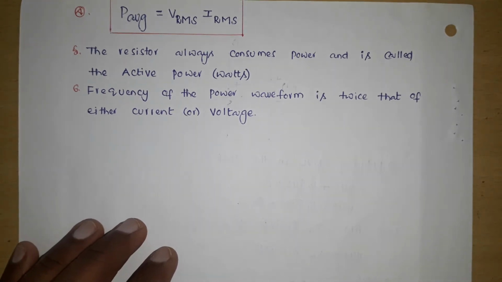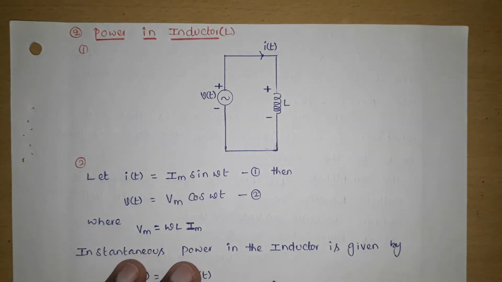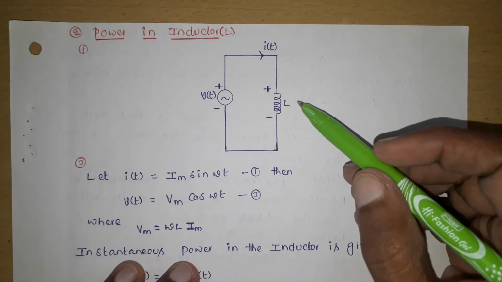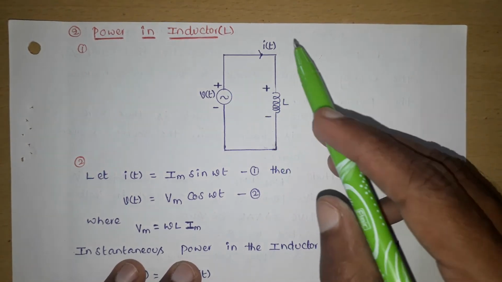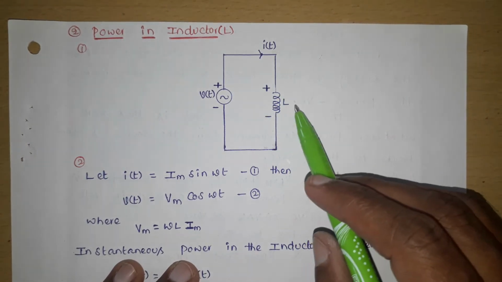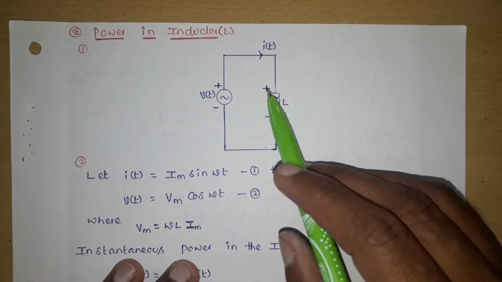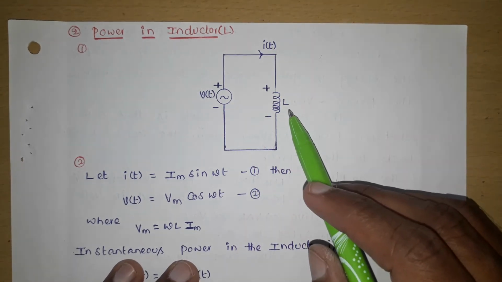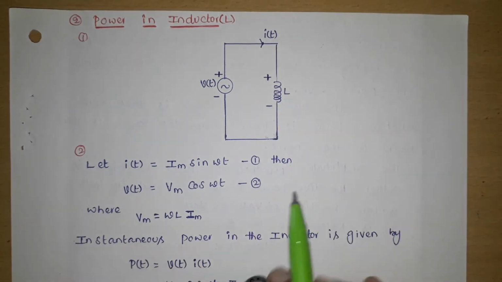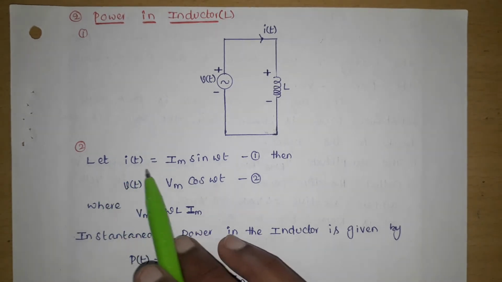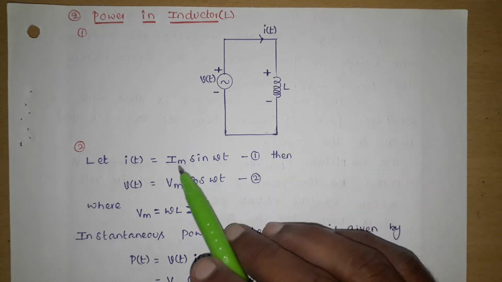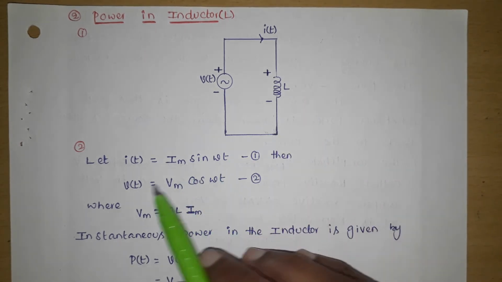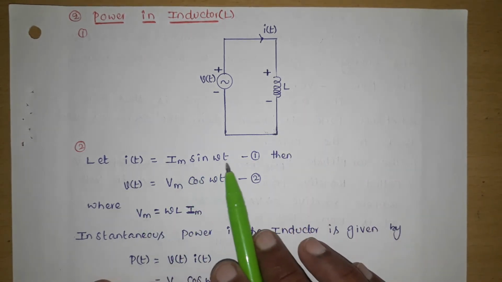Similarly, the next element is the inductor. Power in the inductor. Here also we take the element and connect it to a voltage source. The current flowing in the element is i(t). So v(t) is the voltage across the inductor and i(t) is the current in the inductor. Let i(t) equal Im sin omega t. I am taking the current in the inductor as a sinusoidal signal which starts at the origin.